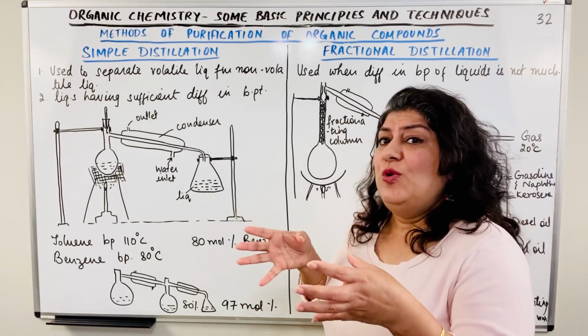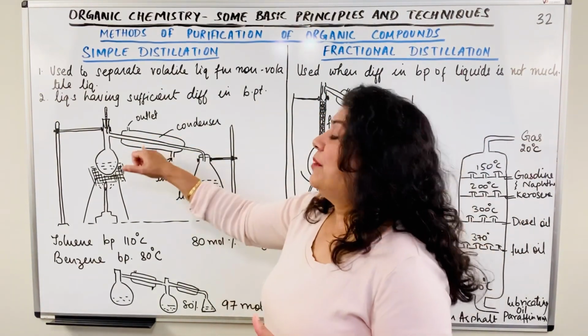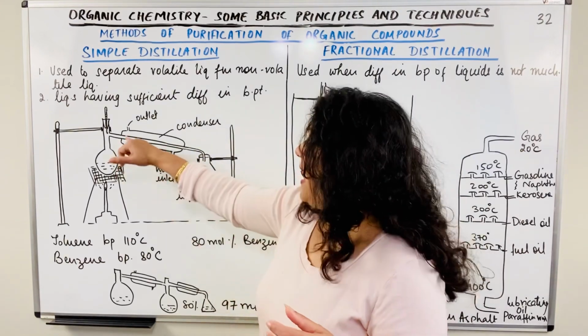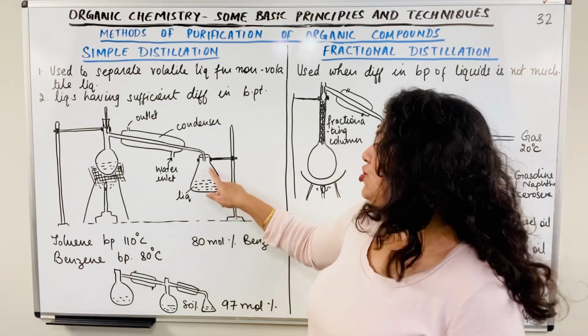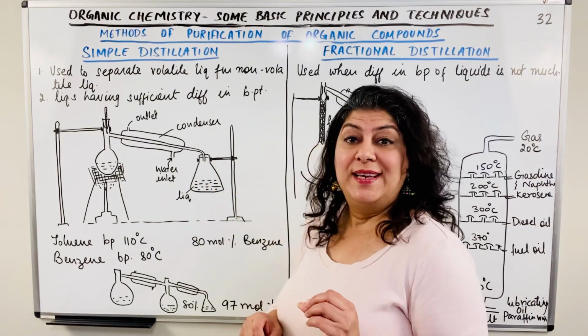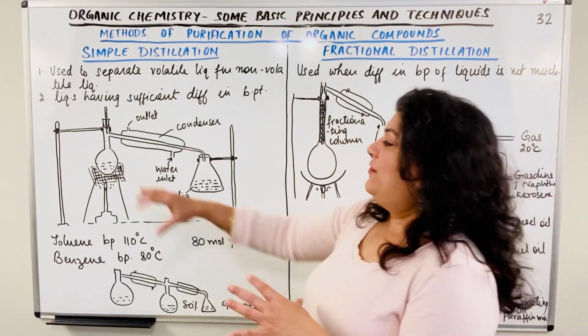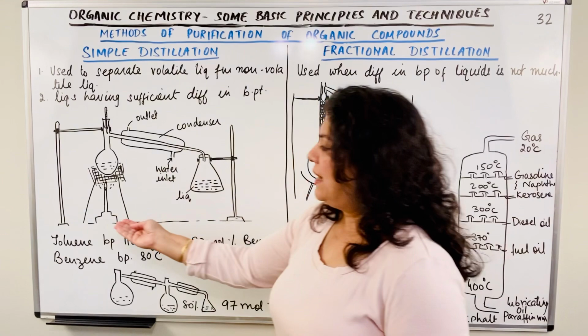So these cool walls, the vapors, they start condensing when they come in contact with the cool walls. And as they condense, what you get here is droplets. You get drops of the liquid which had the lower boiling point. Now, after we have collected this liquid, we wait for some time and we continue to increase.